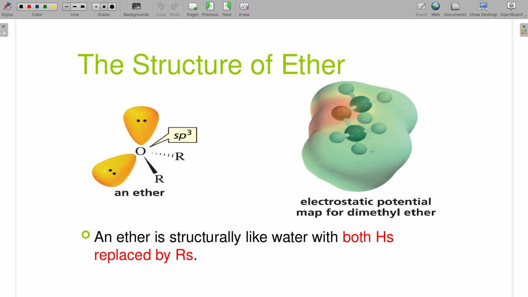Same with ether. Ether has the same idea with those electrons there, and it does actually do the exact same thing, where the electrons kind of collect totally opposite of, or maybe an average between where those two are, and on our electrostatic potential maps we see the big huge red.